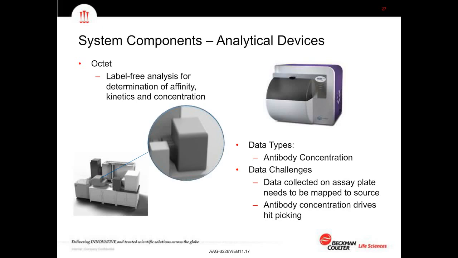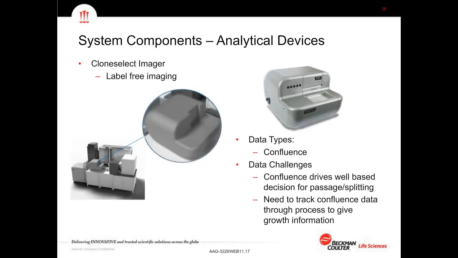The final device that I want to touch on is the Molecular Devices Clone Select Imager, also integrated to the rear of the system. It can do some other detections, but we're really using this to gather our confluence data, which then drives, at a well-based level, where we passage or split those cells. And all of the data from those devices also needs to be accumulated and tracked through the system so that we can understand the growth profiles and expression profiles of those different cell lines or different samples that are passing through the system to final scale up.